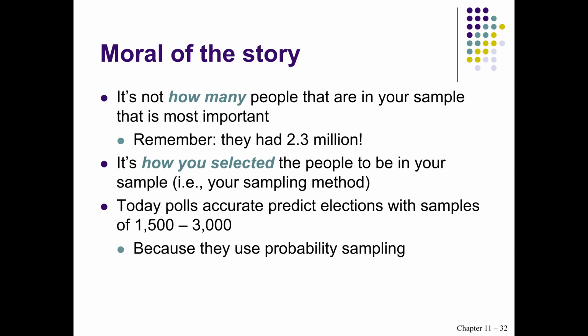Today you'll find that political polls are often able to accurately predict elections with samples of, say, 1,500 to 3,000 people. So you don't have to have a sample that is 10,000 or 15,000 or a million in order to be accurate. You just have to have a probability sample that is representative of the population that you're interested in studying. And that's it.